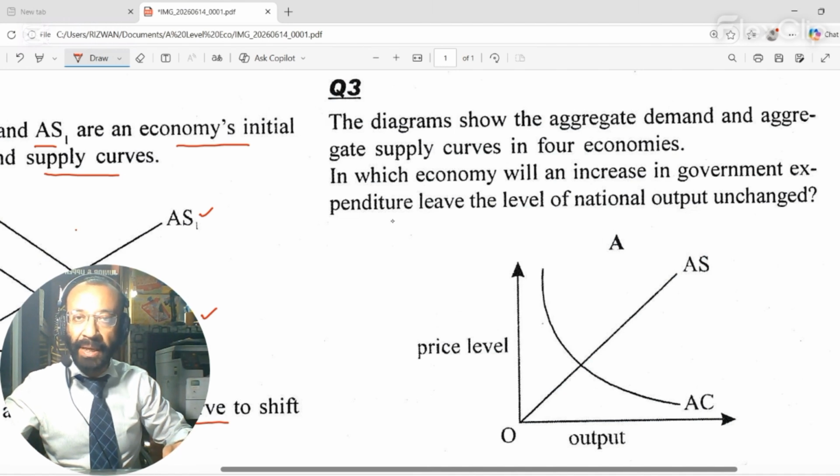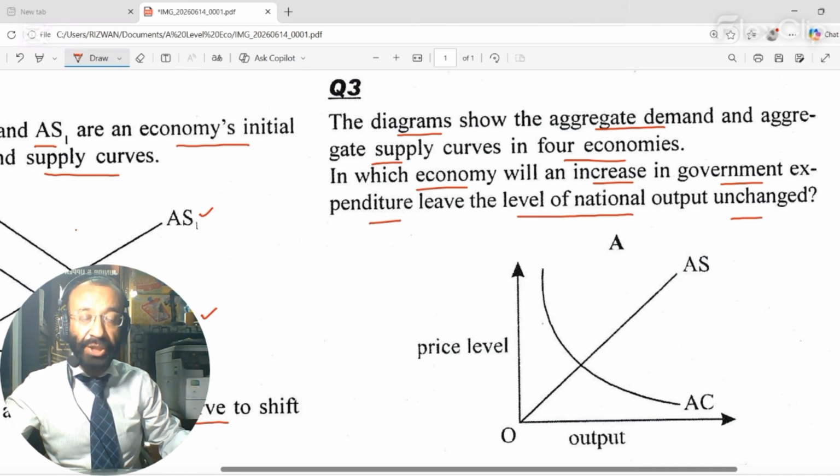Today we are going to solve a question from the topic of interaction of aggregate demand and aggregate supply. In the subject of economics A levels, the statement of the question is: the diagram shows the aggregate demand and the aggregate supply curves in four economies. In which economy will an increase in the government expenditure leave the level of the national output unchanged?